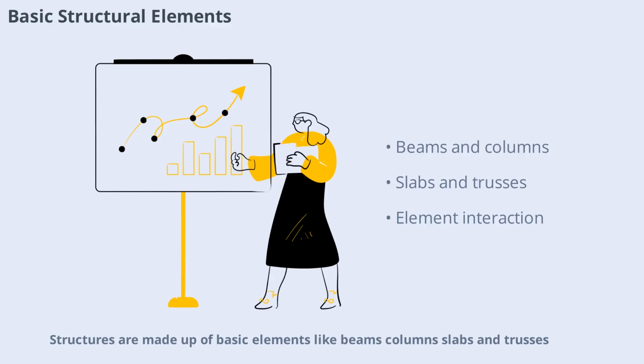Structures are made up of basic elements like beams, columns, slabs, and trusses. Each element serves a specific function. Beams support loads over spans, columns carry vertical loads, slabs provide flat surfaces, and trusses offer strength with minimal material. Understanding these elements and how they interact is essential for analyzing and designing safe structures.